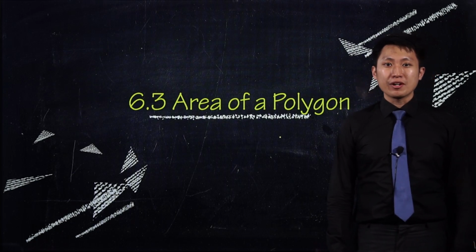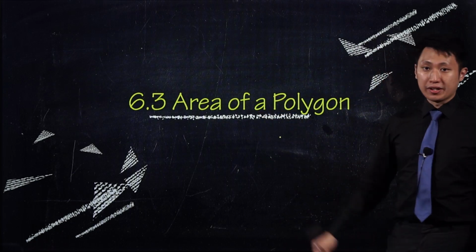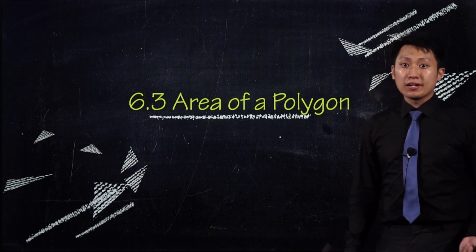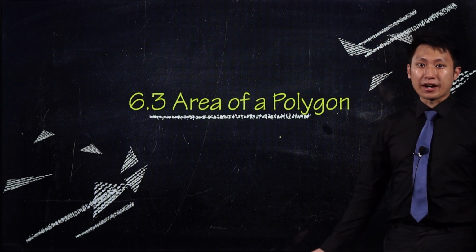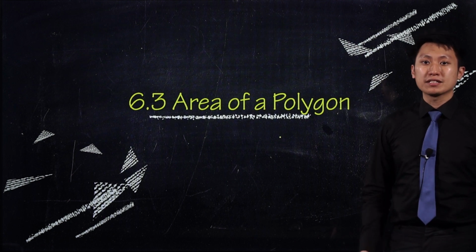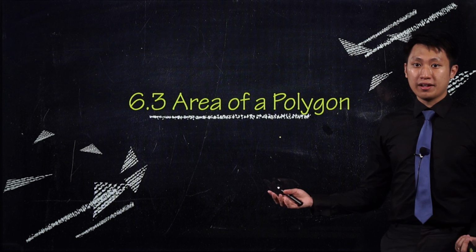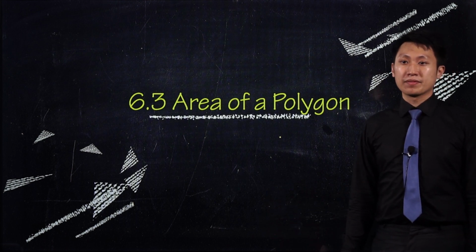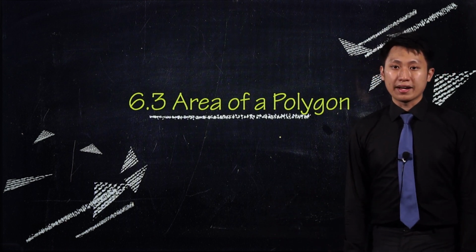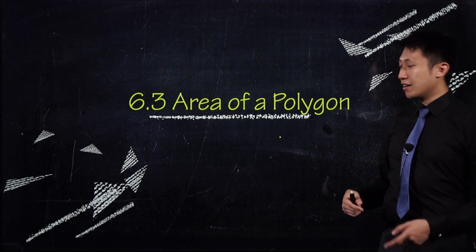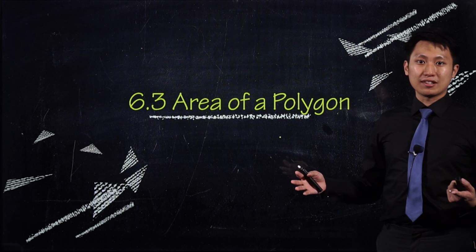Hey everyone, welcome back. Today we're going to talk about area of polygon. So I guess you know what a polygon is, right? A polygon with 3 sides is the triangle. A polygon with 4 sides can be a rectangle, a square, or a parallelogram as well. It's joined by a number of straight lines. Then you call them 5-gon, 3-gon, and so on.